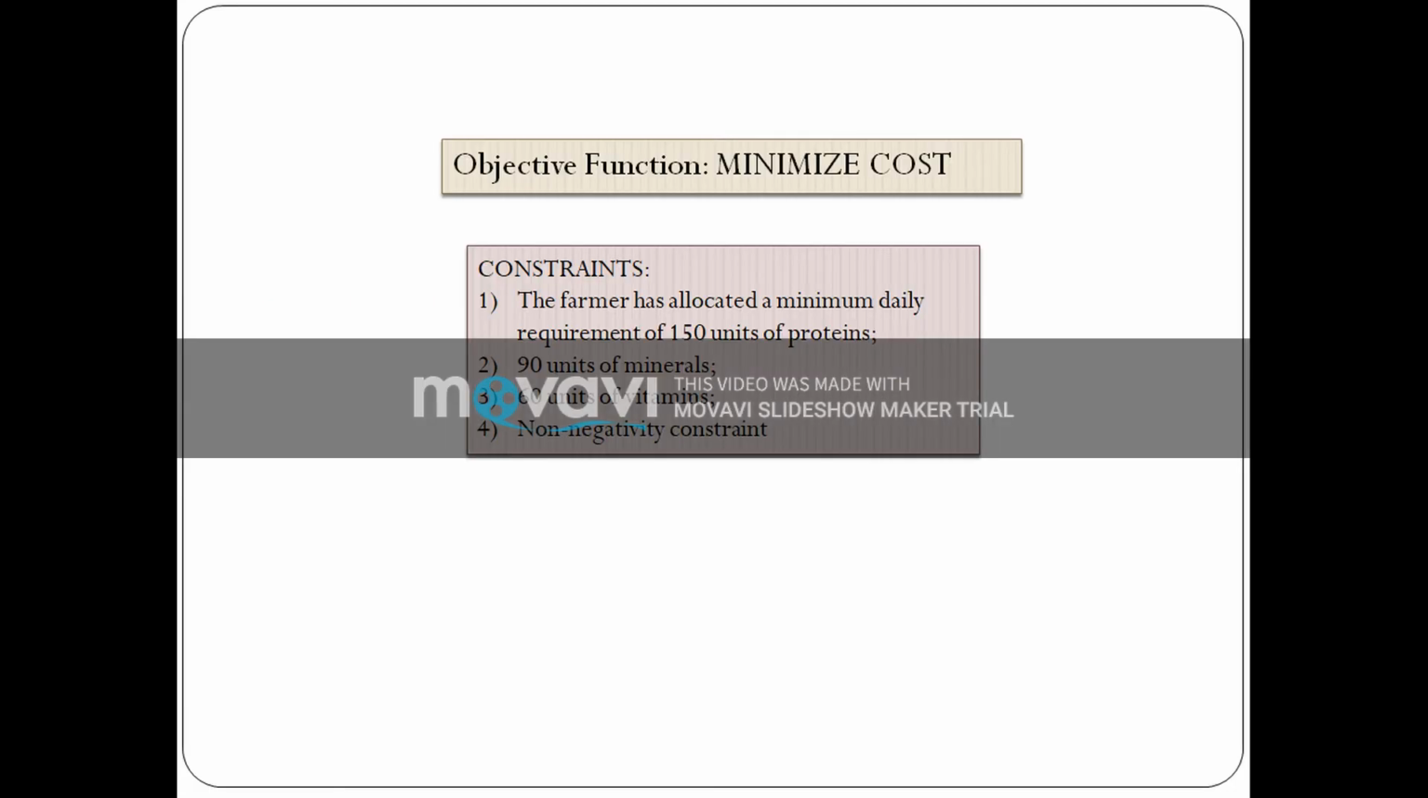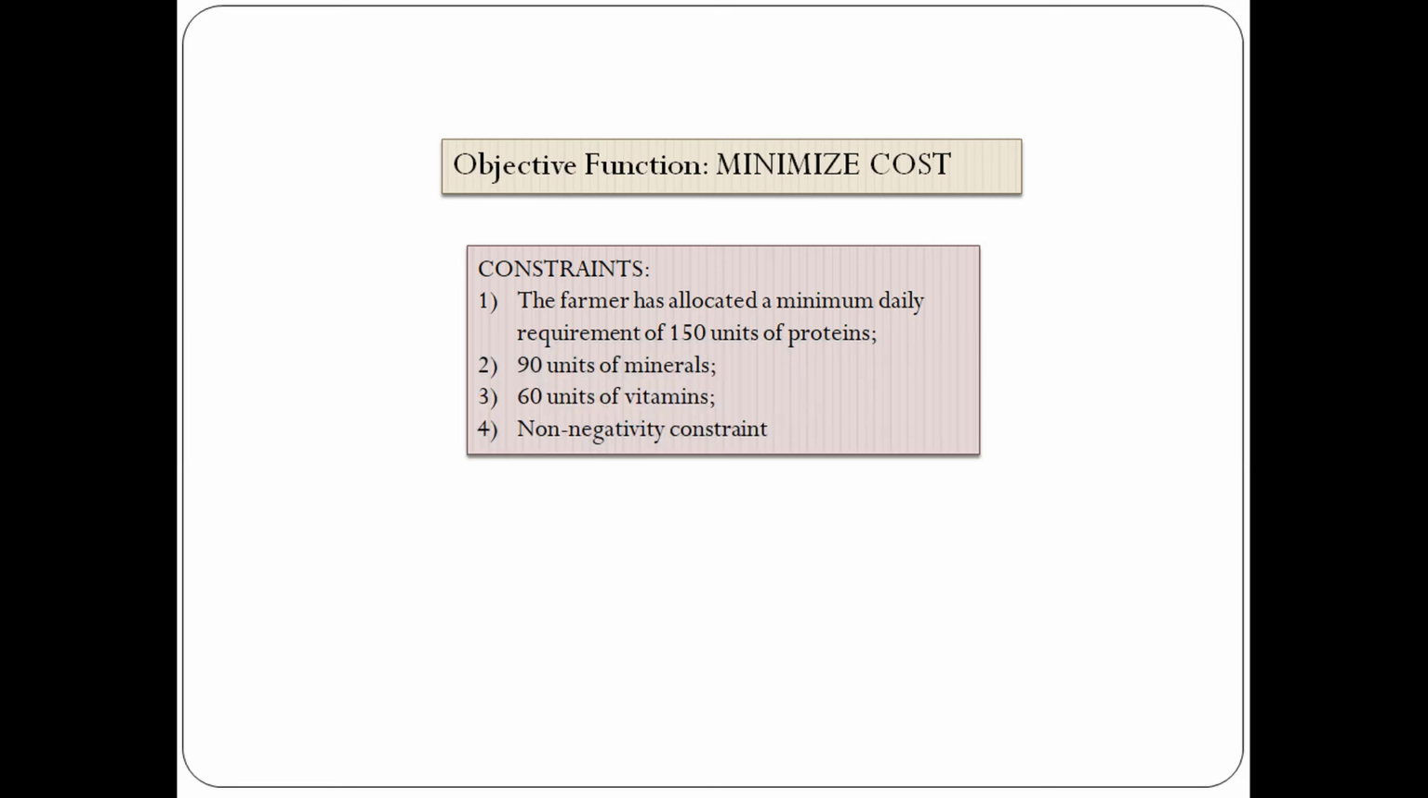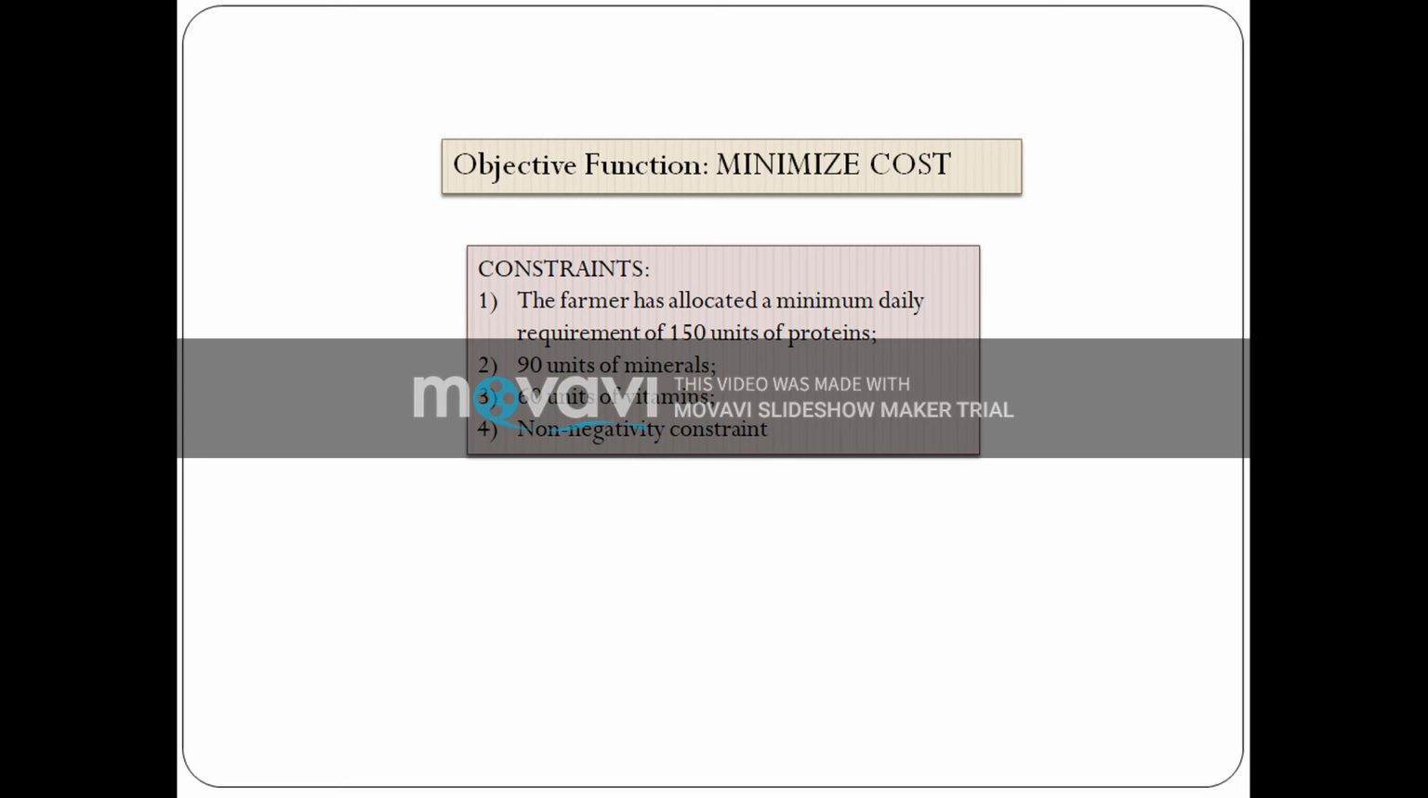We then identify the objective and the constraints of the problem. The farmer's objective is to minimize cost. The objective function will then be minimize z equals 10x plus 12y. And the constraints identified in the problem are minimum daily requirements of 150 units of proteins, minimum daily requirements of 90 units of minerals, minimum daily requirements of 60 units of vitamins, and the non-negativity constraint.